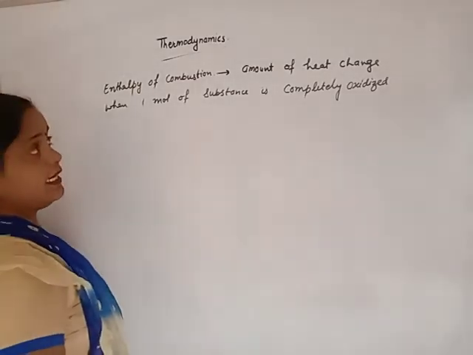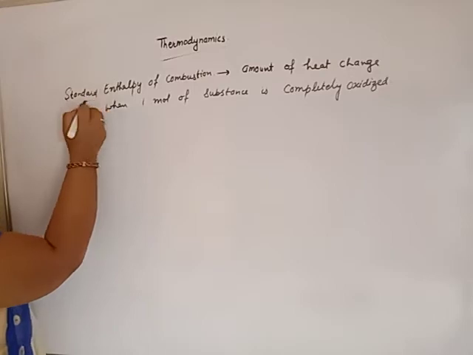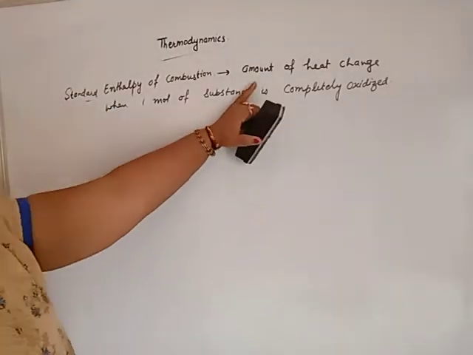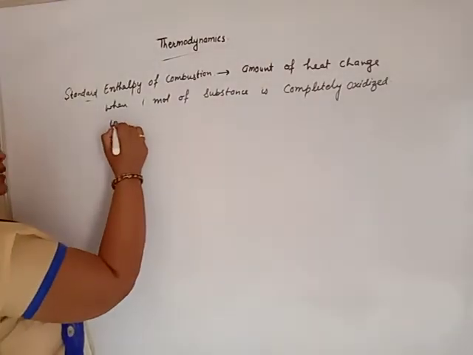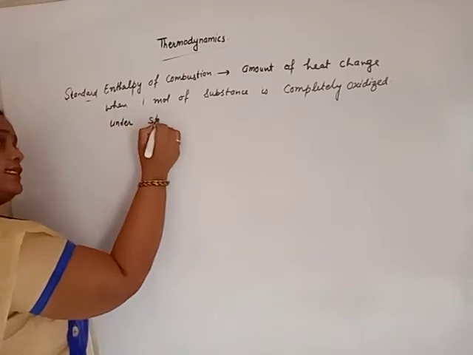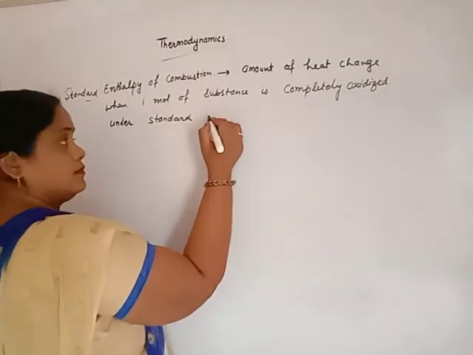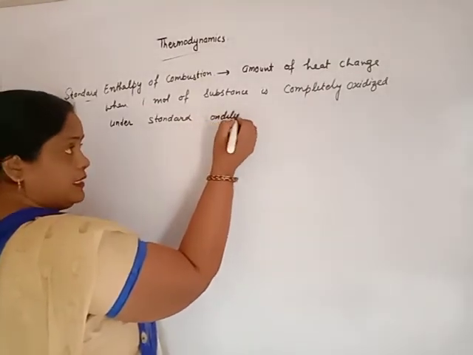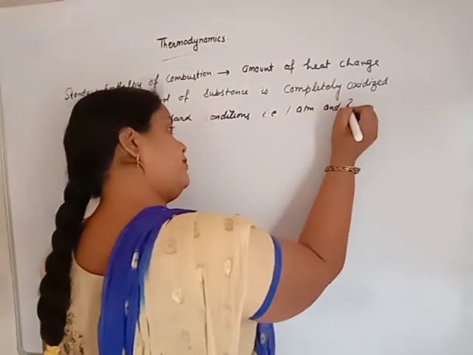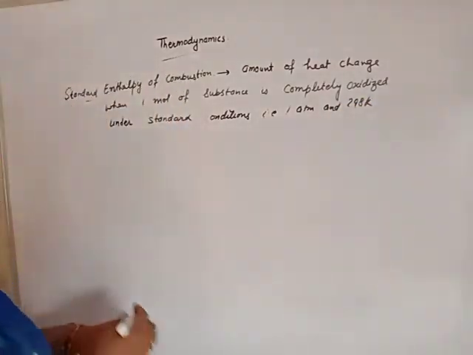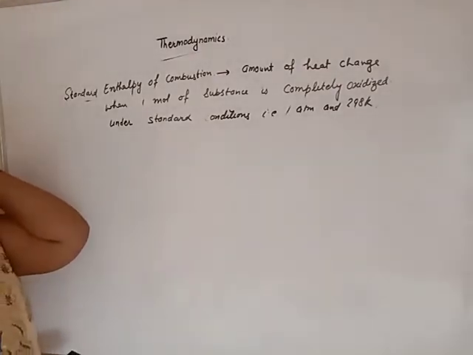Now, what is standard enthalpy of combustion? Standard enthalpy of combustion is the amount of heat change when 1 mole of substance is completely oxidized under standard condition, that is 1 atmospheric pressure and 298 Kelvin temperature. This is the standard condition. Beta, enthalpy of combustion.